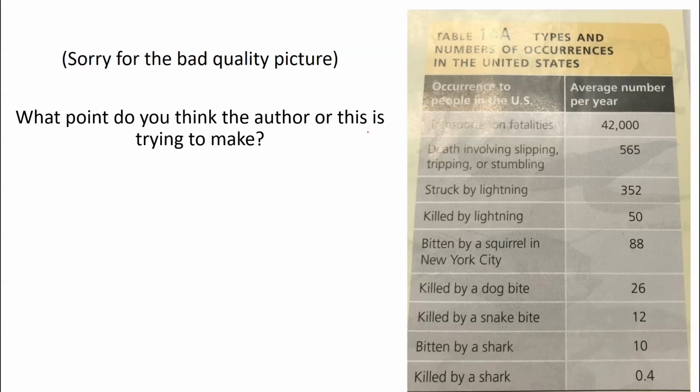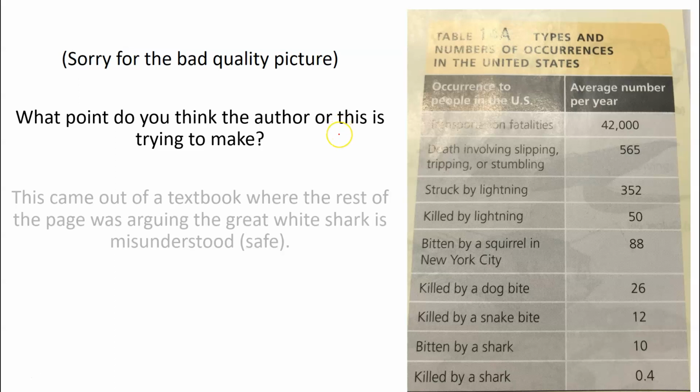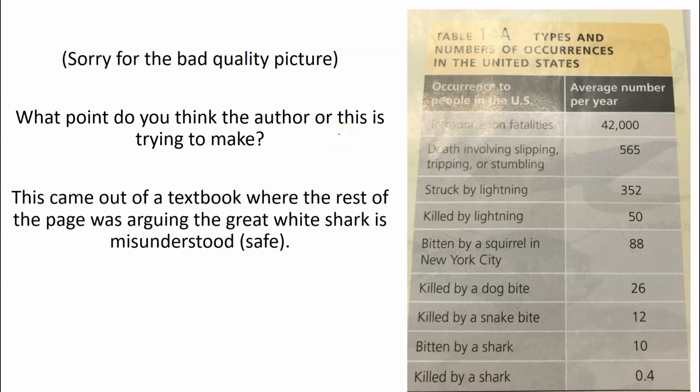Well, you might not know. And again, there's no context here. I haven't given you the context. If I give you the context, then we can talk about it. The context in this case was trying to make the case that the great white shark is misunderstood, and I would argue implying that the great white shark is much safer. At least I believe that's what he's trying to do with the data, imply that the great white shark is much safer than, say, a squirrel. Okay, or much safer than a dog.